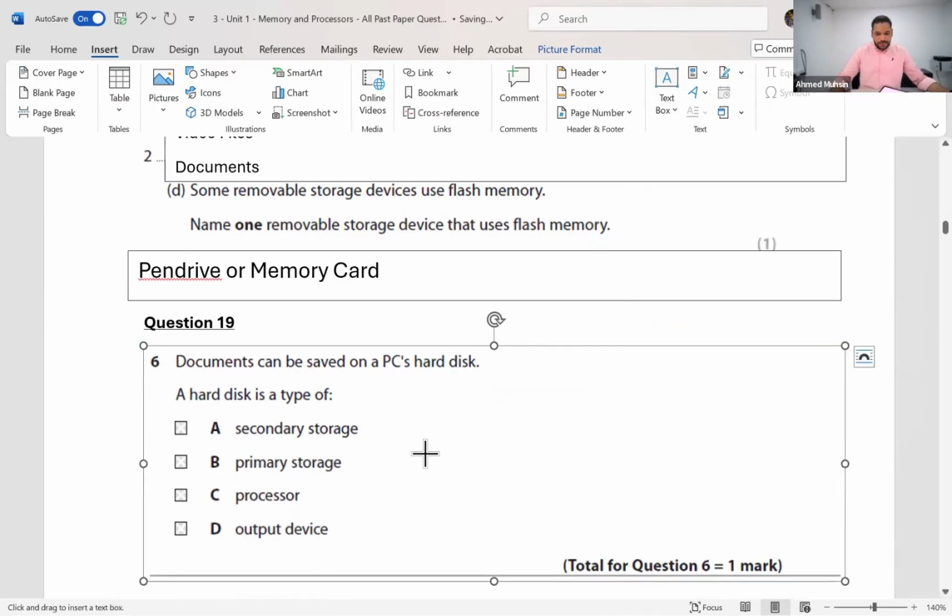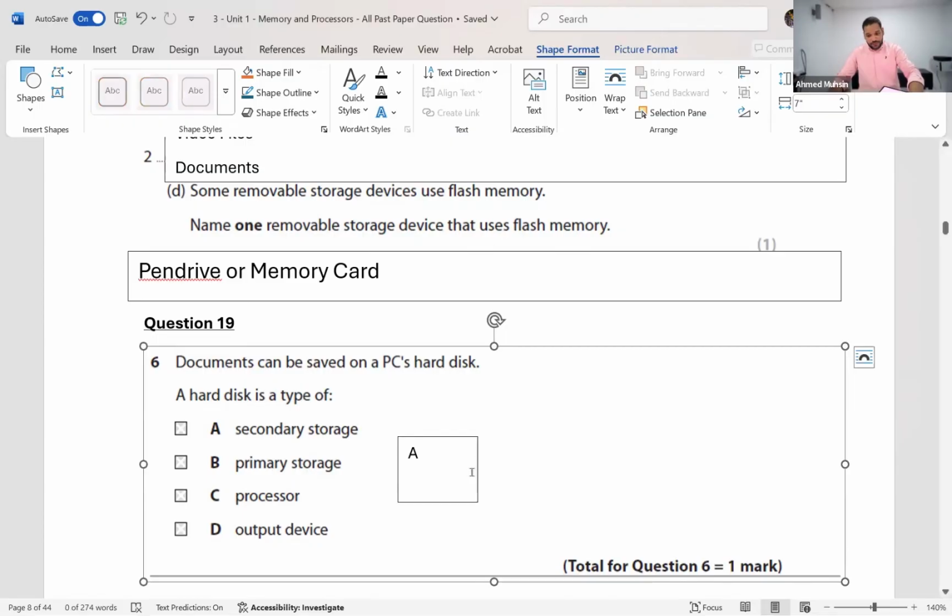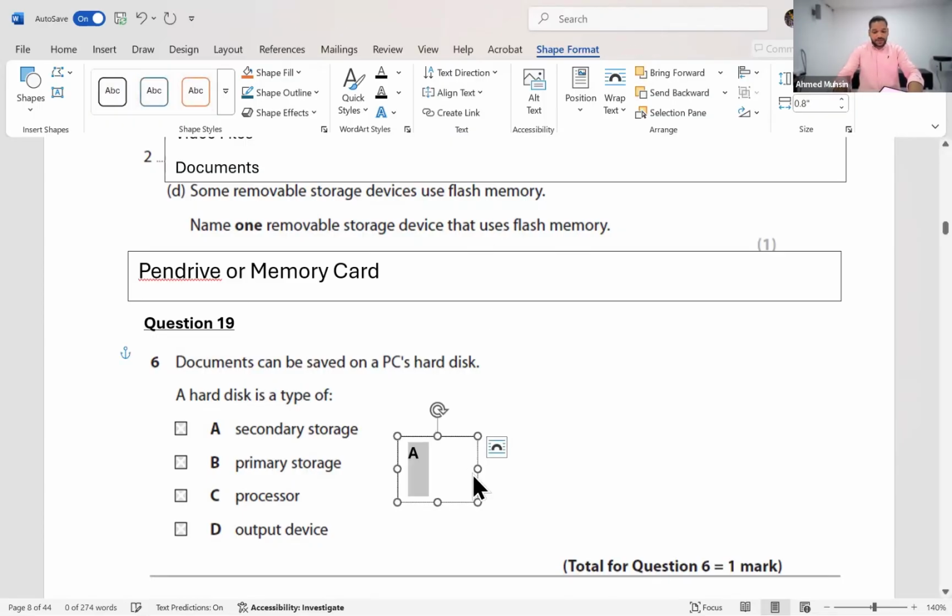Documents can be saved on a PC's hard disk. A hard disk is a type of secondary storage. Under primary, we have only RAM and ROM. Everything else belongs to secondary. Even if I say internal hard disk, it is secondary. Okay. Only RAM and ROM come under primary.